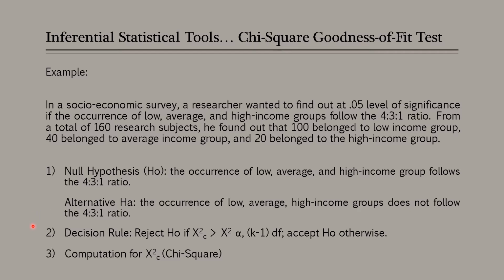Second step would be to come up with the decision rule. It is to reject the null hypothesis if the chi-square computed is greater than the critical value of the chi-square table test based on the parameters. Otherwise, accept the null hypothesis. And the third step is to do the computation for the chi-square.